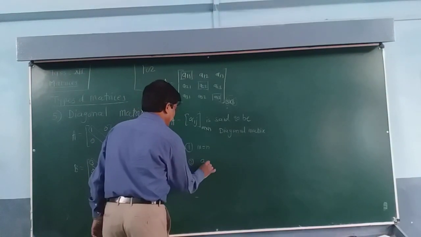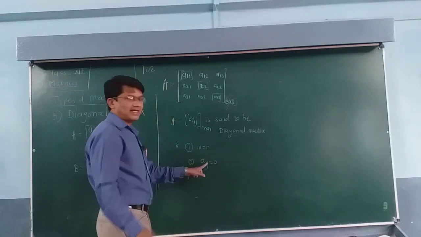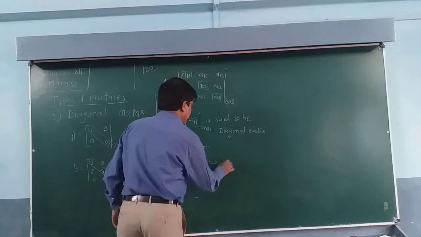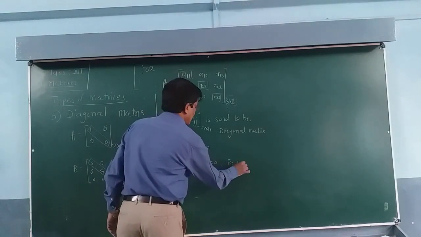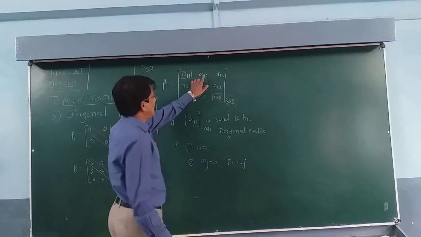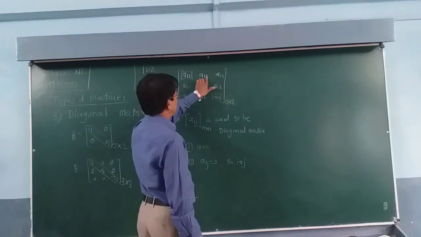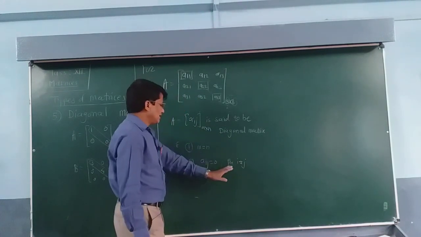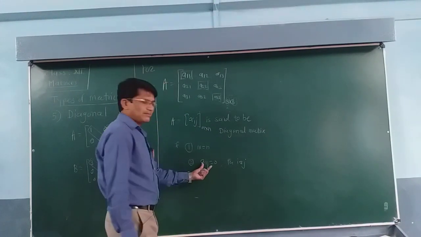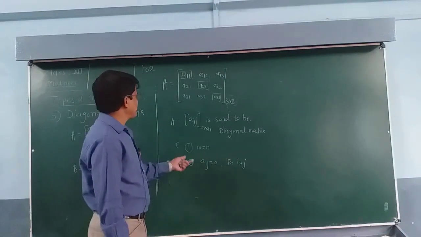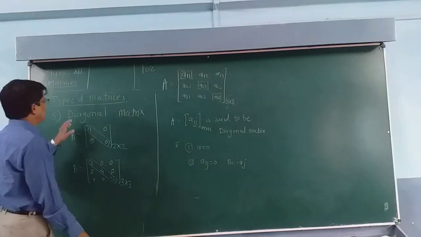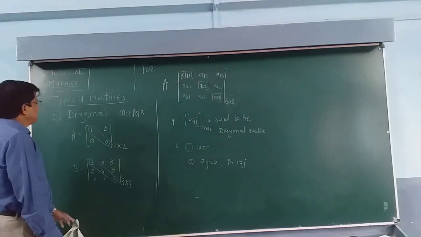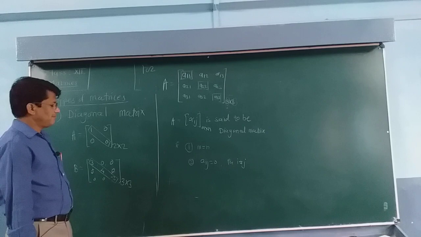So Aij equal to 0. The elements should be 0. But in which place? Non-diagonal elements, for i not equal to j. These are 3 conditions: 1, 2, 3. So for i not equal to j, the elements are 0, and this type of matrix is called a diagonal matrix. Okay, so that is about a diagonal matrix.